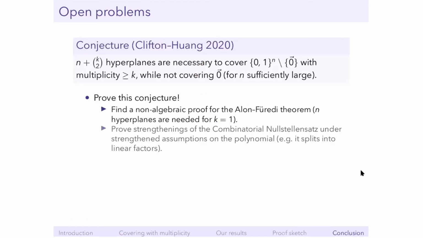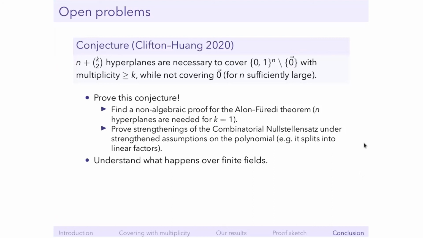And then the other approach you could imagine, which is what Anurag had mentioned earlier, is you could try to prove variants or strengthenings of these existing algebraic techniques, like the combinatorial Nullstellensatz, under strengthened assumptions about the polynomial, such as that it's completely reducible, that it splits into linear factors. Maybe you could prove versions of these algebraic techniques under these strengthened assumptions, and that would allow you to prove this theorem. I think either of these would be very interesting.